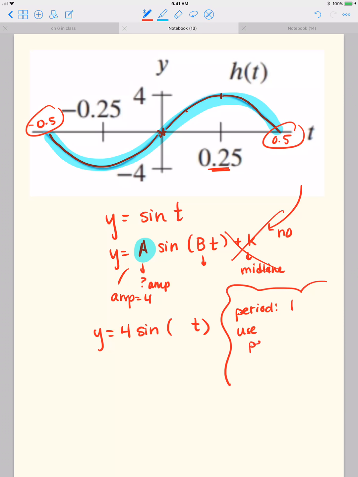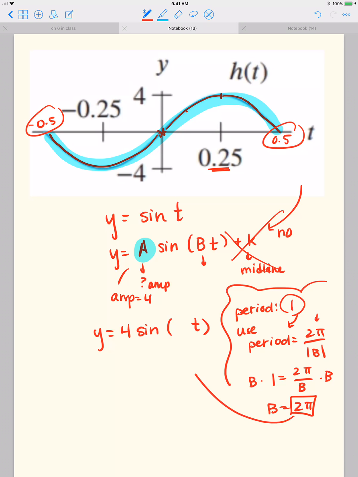And if we use the formula that the period is found by taking 2 pi and dividing it by the absolute value of that b coefficient, if you recall, 2 pi is the period for a normal sine function, but we have to divide it by this factor of b if it gets horizontally stretched or compressed. So I will plug in the period value of 1, and 1 equals 2 pi over b, and then solving for b will give us that b is 2 pi. So 2 pi is the value that goes as the coefficient on t. So our final function is 4 sine of 2 pi t.